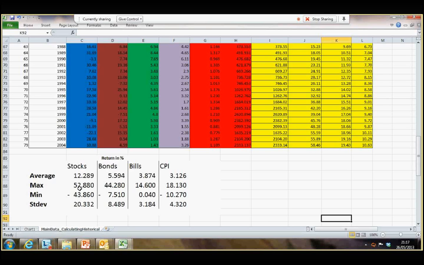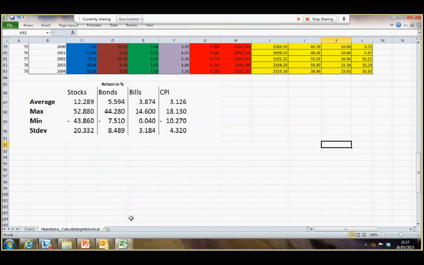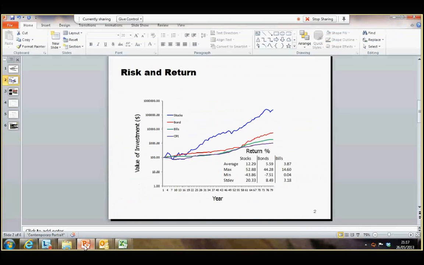But there is also volatility, a high level of risk, as you can see the negative returns here, as high as 43%. So what we want to do is invest in stocks but yet minimize our risk. And this is where the efficient portfolio frontier plays a role.